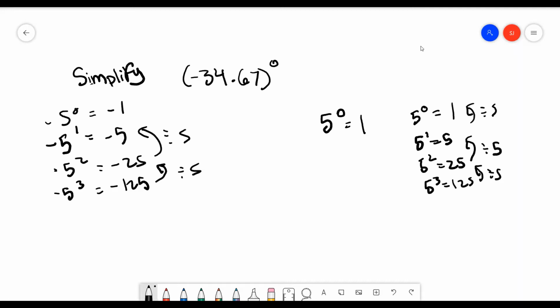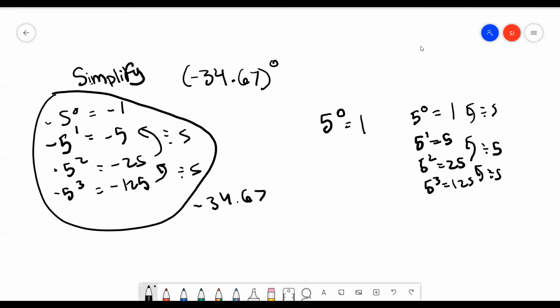negative 1. And this is negative 34.67. It's the same rule as this. So if this is to the power of 0, then this should equal negative 1. And there you have it, folks, our answer.